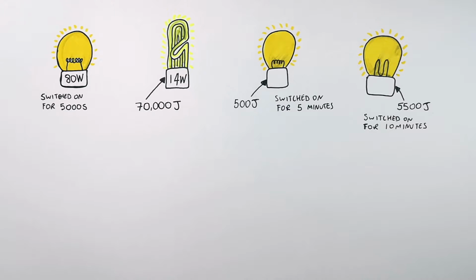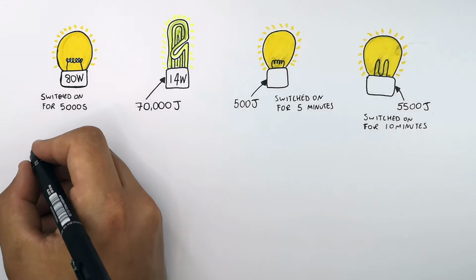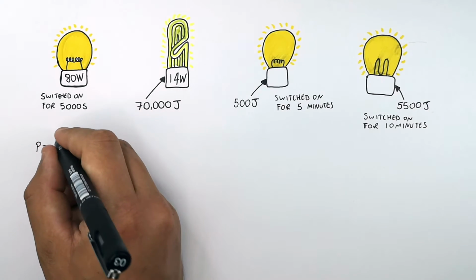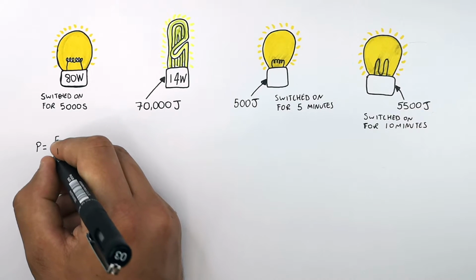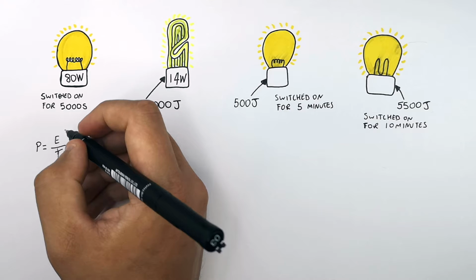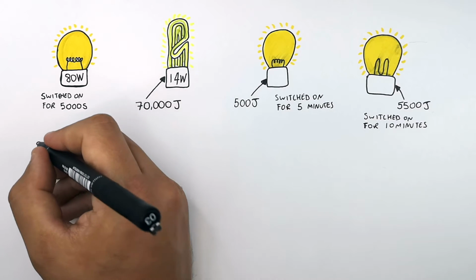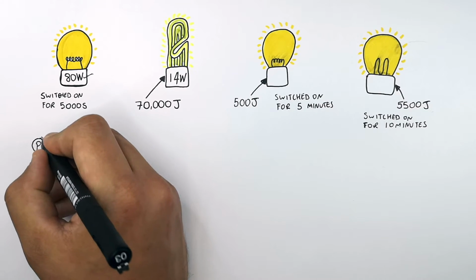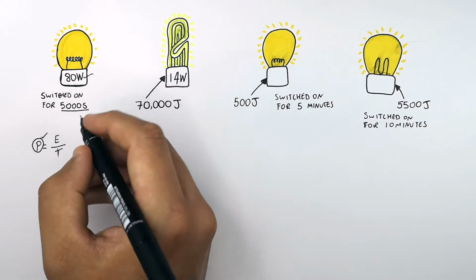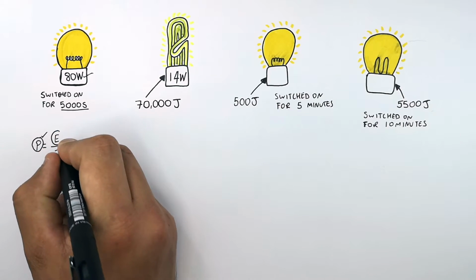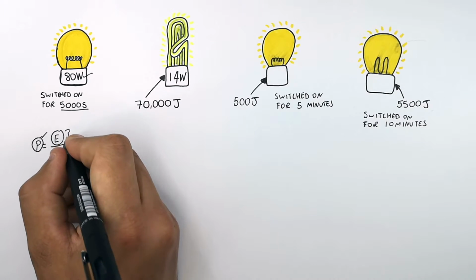In the first question, you are asked to calculate the energy transferred to the bulb. So you recall the equation P, power, equals E, energy, divided by T, time. So P equals E over T. So you have the 80 watt power of the bulb, so that's P, and it was switched on for 5,000 seconds, so you have T, the time. So you must rearrange for E, energy transferred to the bulb.